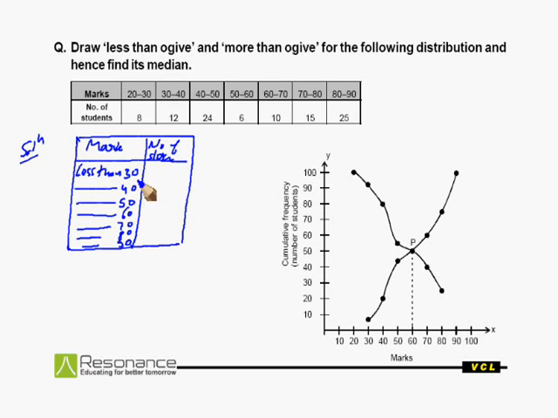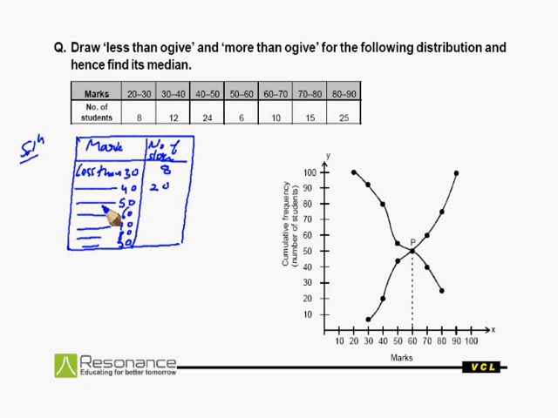Now the number of students whose marks are less than 30, that is, we have to include only the first class interval, that is 20 to 30, there are only 8 students, so we write down 8 here. Now the number of students whose marks are less than 40, we have to include these two class intervals: from 20 to 30 there are 8 students, and from 30 to 40 there are 12 students. So the number of students whose marks are less than 40 is 8 plus 12, that is 20.